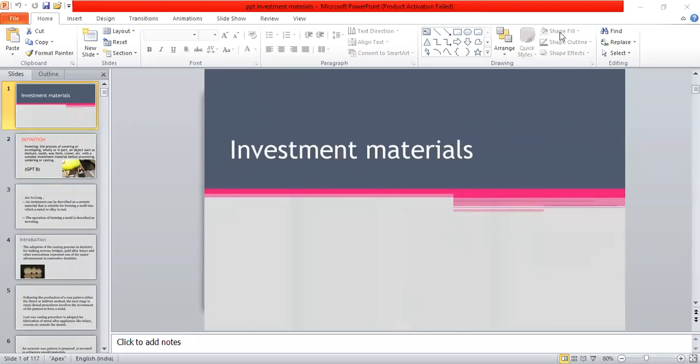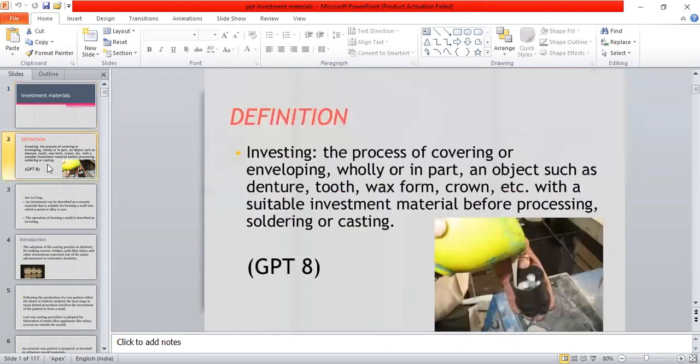Good morning, everyone. Today, we will discuss the investment material. First, we will discuss its definition. So, about investment material, first comes the term investing.